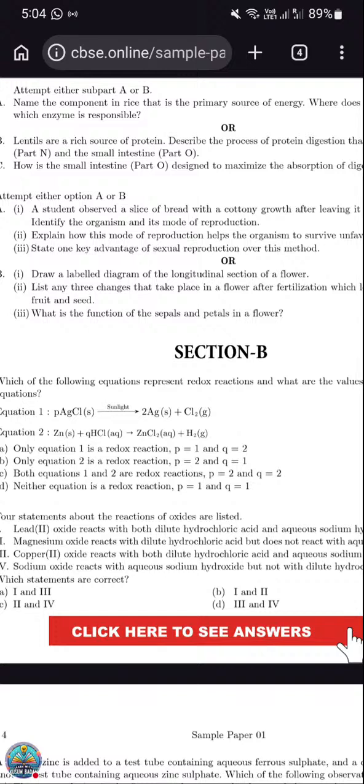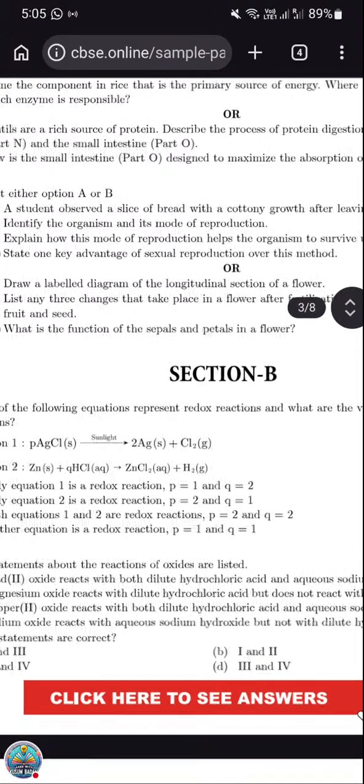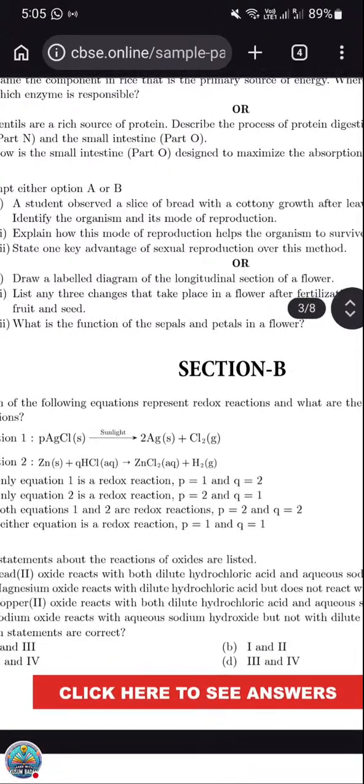What is the function of sepal and petals in flower? Okay, before that, draw a labelled diagram of the longitudinal section of the flower. So this is also a very important question. For NCERT, whatever diagrams are given in the bio section, practice them very well with proper labeling. Sometimes they will give the diagram and ask you to label it, or sometimes a complete diagram could be asked. So practice all the diagrams, those who want to score well. So here, for the flower section cutting, you need to draw the longitudinal section of the flower.